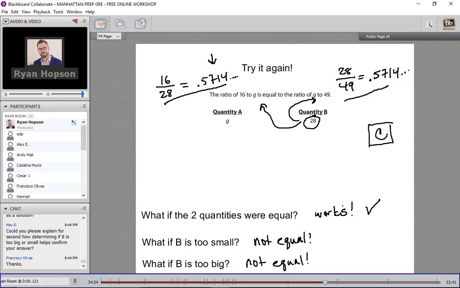Sure, Max. So let's imagine a scenario. Let's say quantity B had been 27 here to start with. Quantity B isn't 28 anymore. Just for the sake of argument, let's pretend it was 27 instead. If we plug 27 in for G, are these two quantities going to be equal anymore? No, of course not, right? So we can rule out answer choice C.